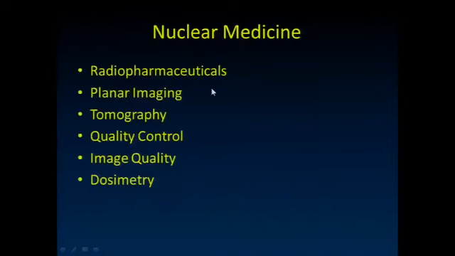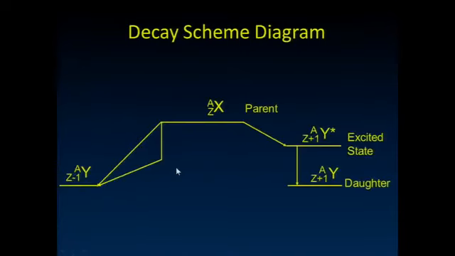All right, so now that we've talked about decay schemes, let's talk about radiopharmaceuticals, how we do some of our planar imaging, tomography, a little quality control, and maybe some dosimetry towards the end, just a little bit. You may see these decay scheme diagrams, and I show one of these just in its general form once again, because I want to remind you that sometimes you'll see that some of these radionuclides will decay via more than one scheme.